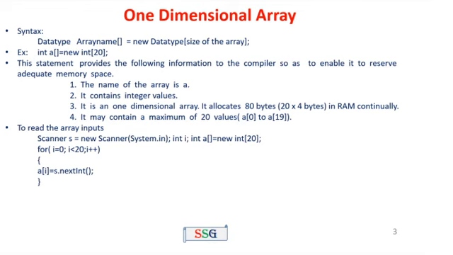The next one: how the inputs are given to the array variables. For example, if you are going to get the input from the user, we have to use the Scanner class. Scanner s = new Scanner(System.in). This command is compulsory. Then next, int i. For the array variable we are using a for loop. For the indexing position we are declaring one variable i. The next one, declaring the variable int a[] = new int[20].